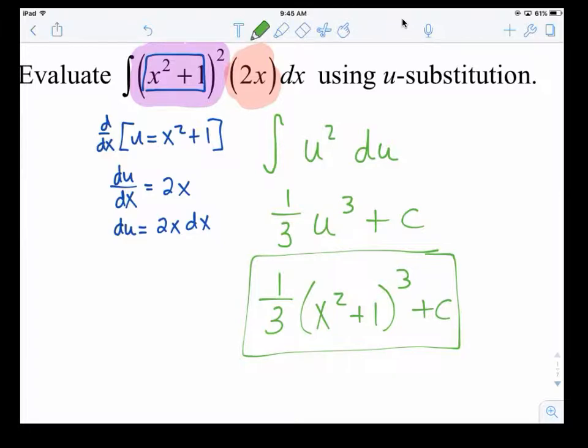All right, so if you check your answer, bring the 3 down. 3 times 1/3 is 1. So you have (x squared plus 1) squared times the derivative of the inside, which would be 2x. All right? So again, you want to look for the innermost function.